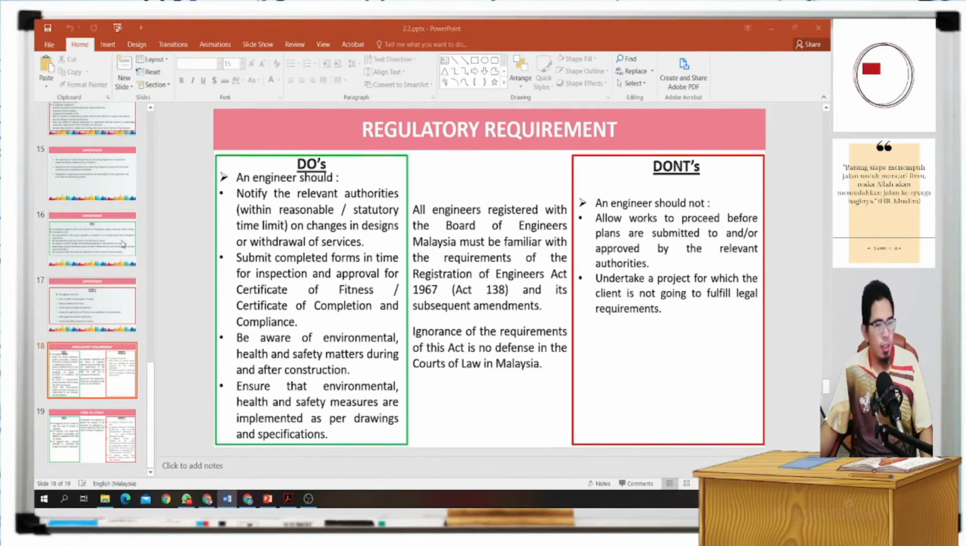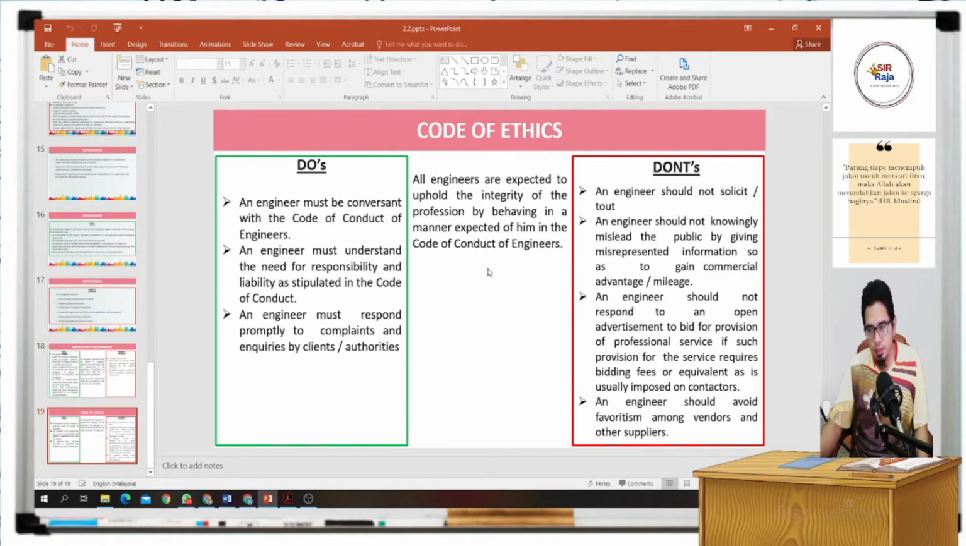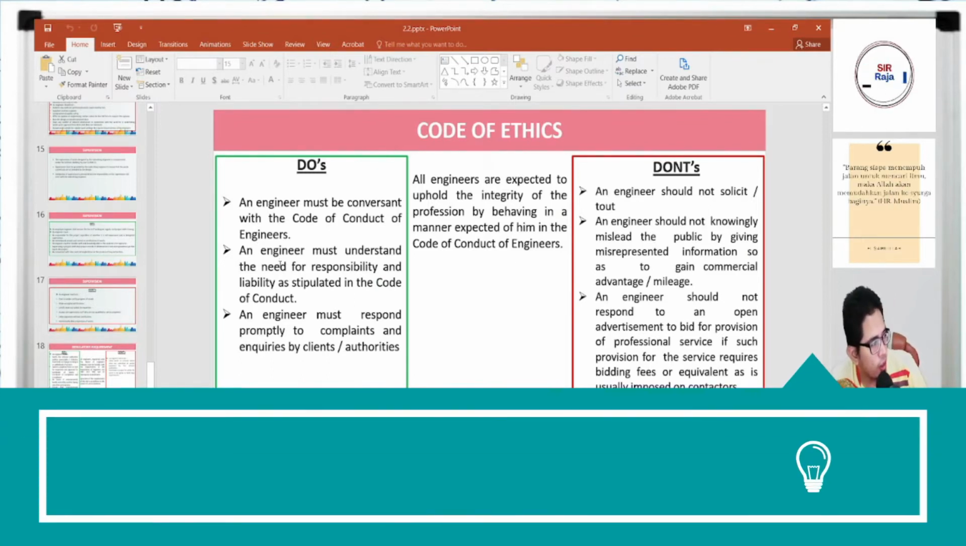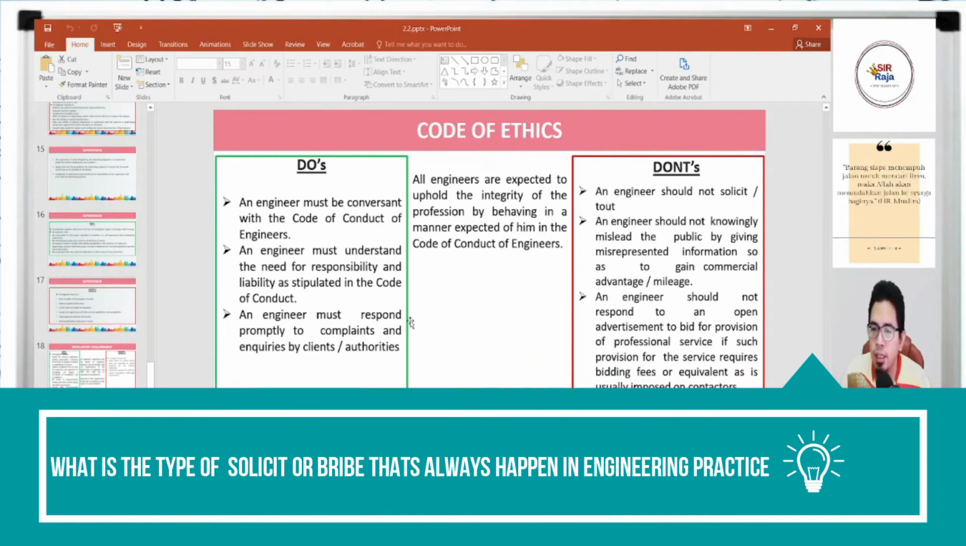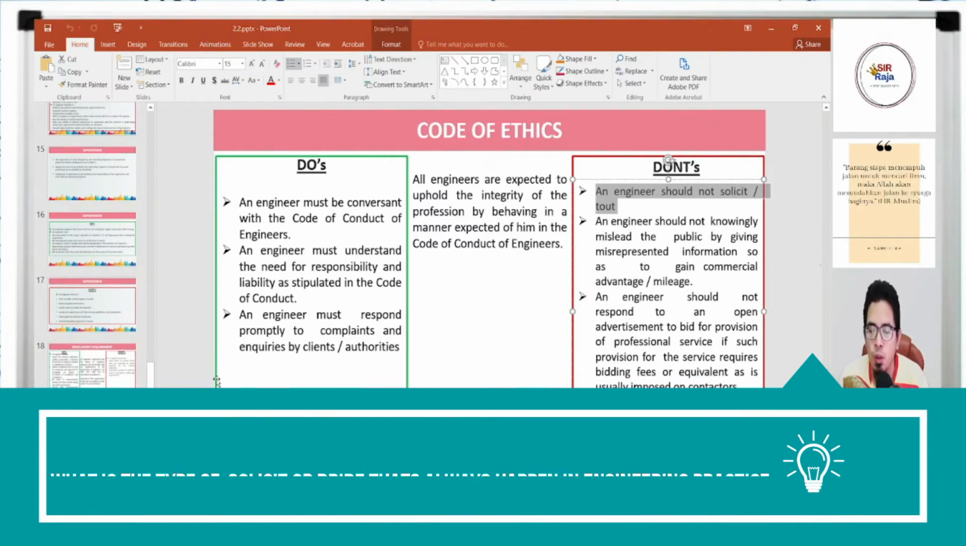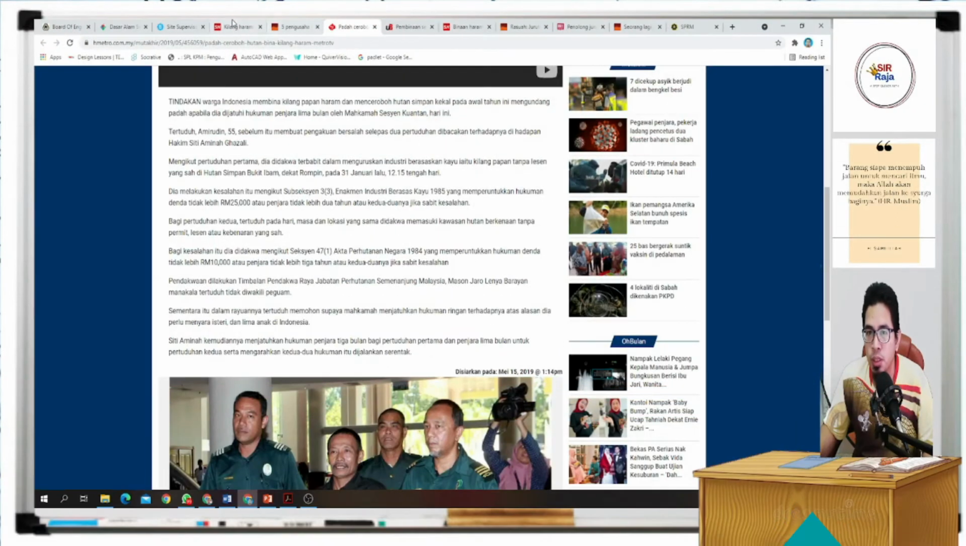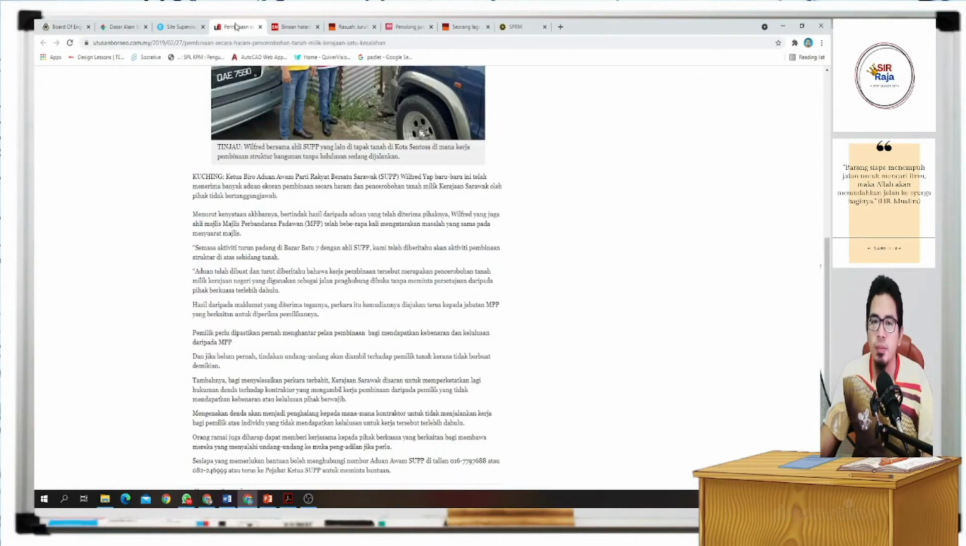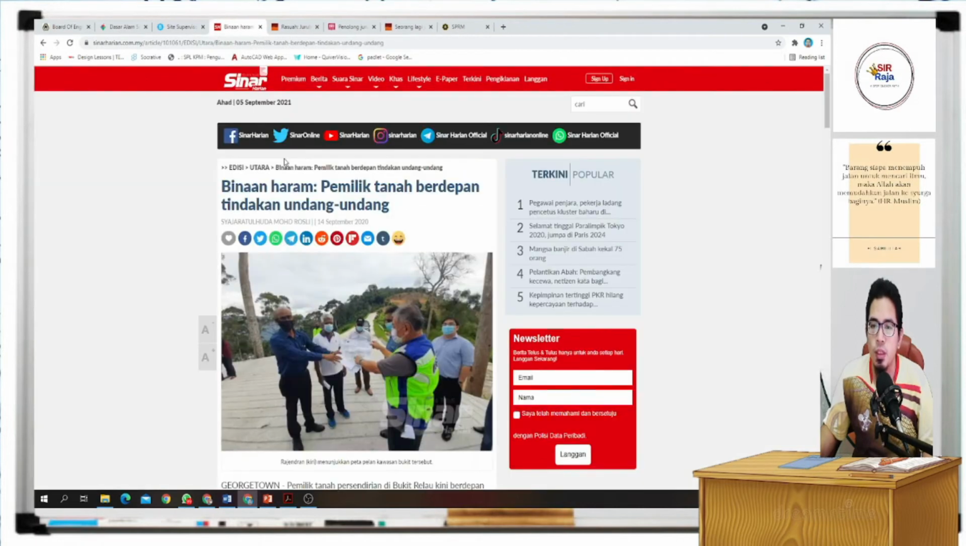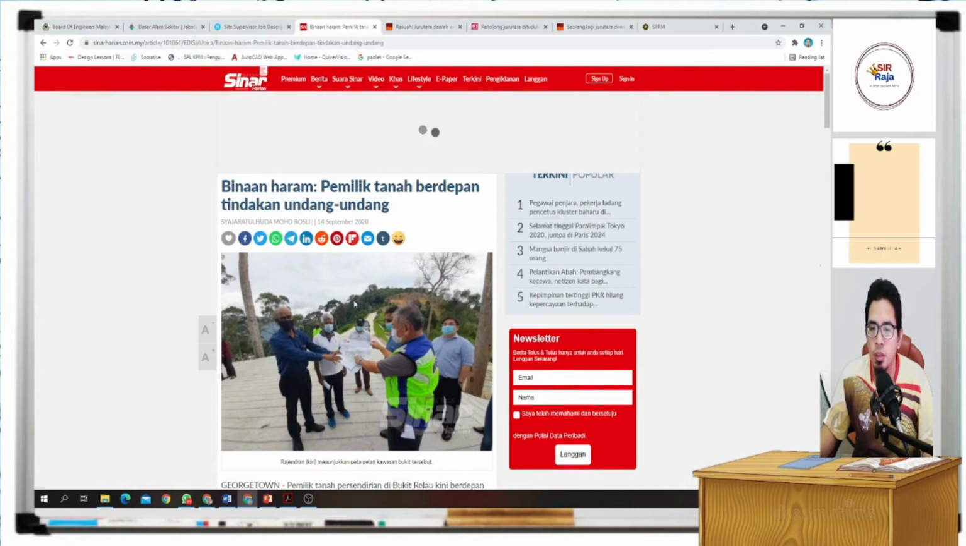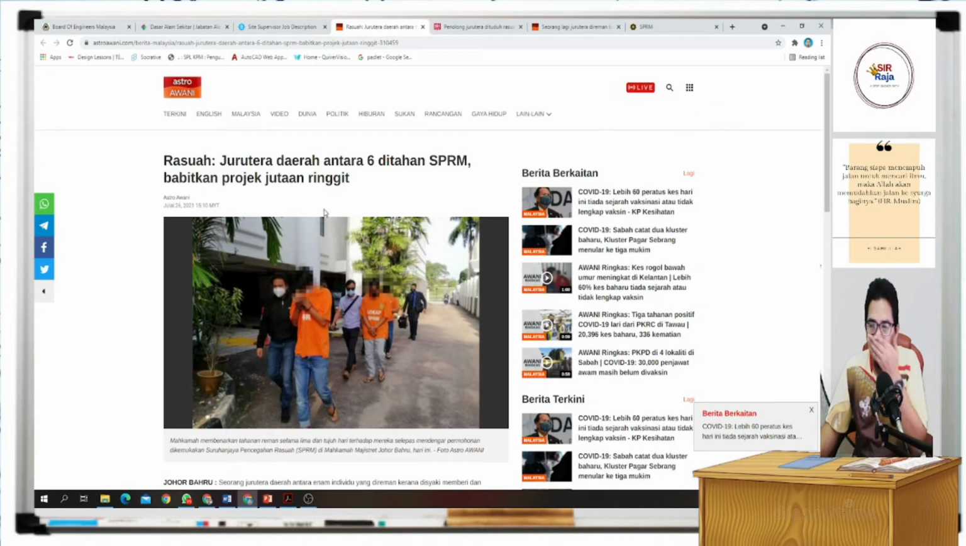Under the ethics, the fifth code of ethics. What is the type of solicitation or bribe that always happens in engineering practice? An engineer should not solicit or tout. So basically rasuah, taking bribes or asking for bribes. In this case, I'm going to show you news as well. Let me padam dulu. You can look at the news for the previous question. So rasuah, there are cases in the news that we can look at.